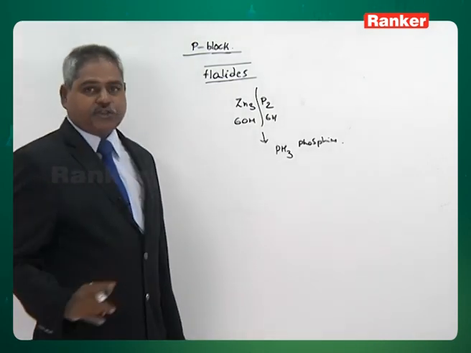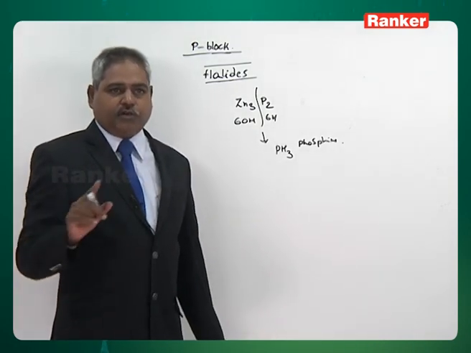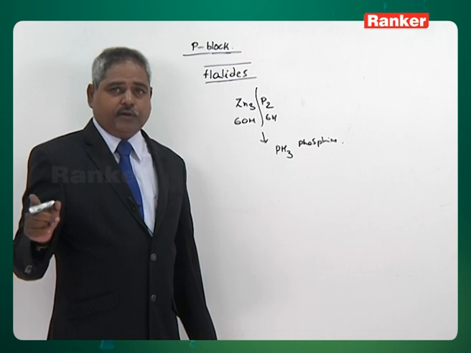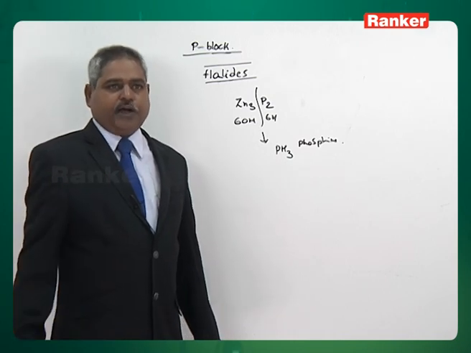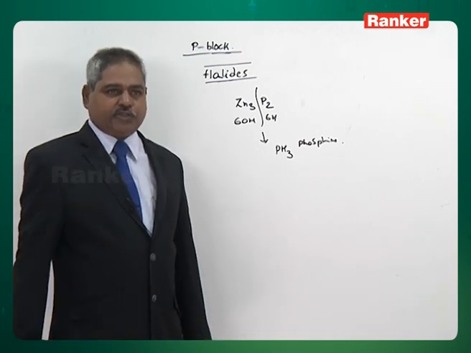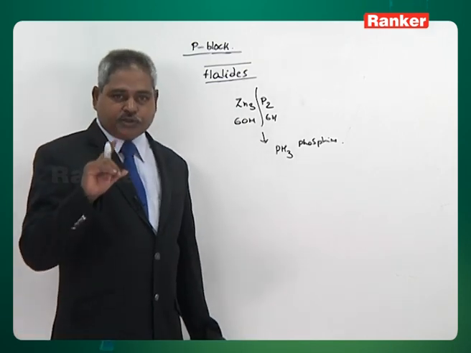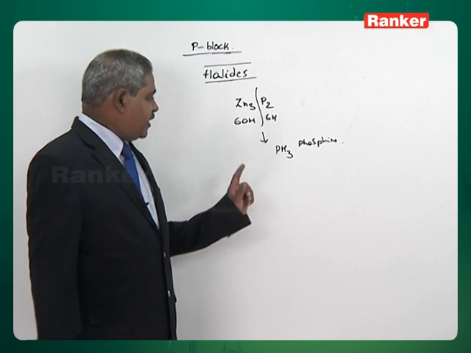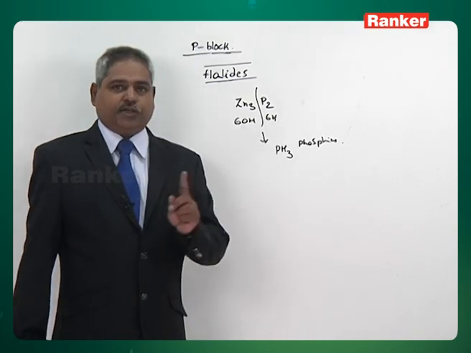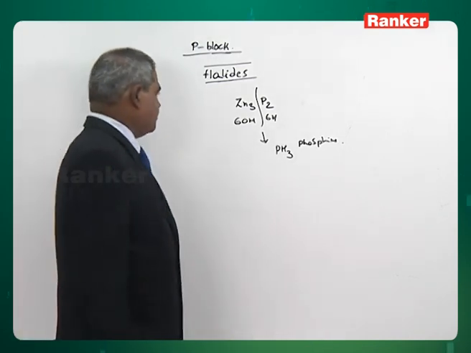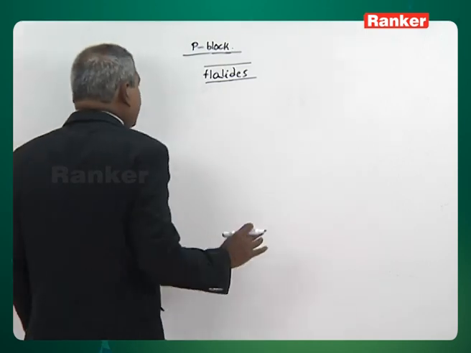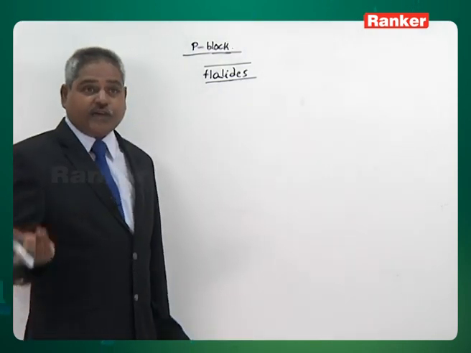Carbides on hydrolysis give hydrocarbon, with hydrogen plus and carbon minus, to be very precise. Nitride gives ammonia, where nitrogen is minus and H is plus. Phosphide gives phosphine, where phosphorus is minus and H is plus. And now the relevant halides: hydrolysis of halides.